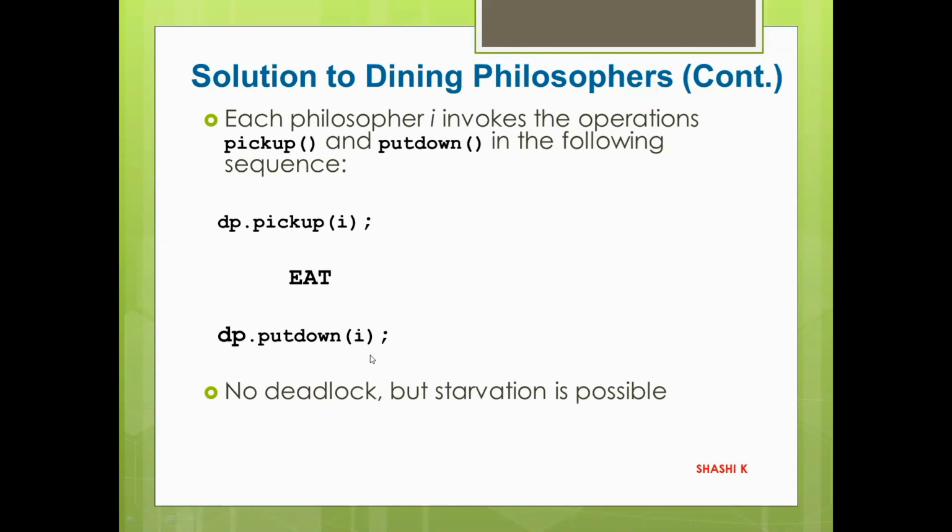In putdown, again he will call the test procedure and check to see if the left of the current philosopher and the right of the current philosopher want to eat. If they want to eat, they will again check their left and right, and if the left and right are not in eating state, they will pick up their chopsticks and start to eat in case they are hungry. So by that we ensure a deadlock and starvation free solution.